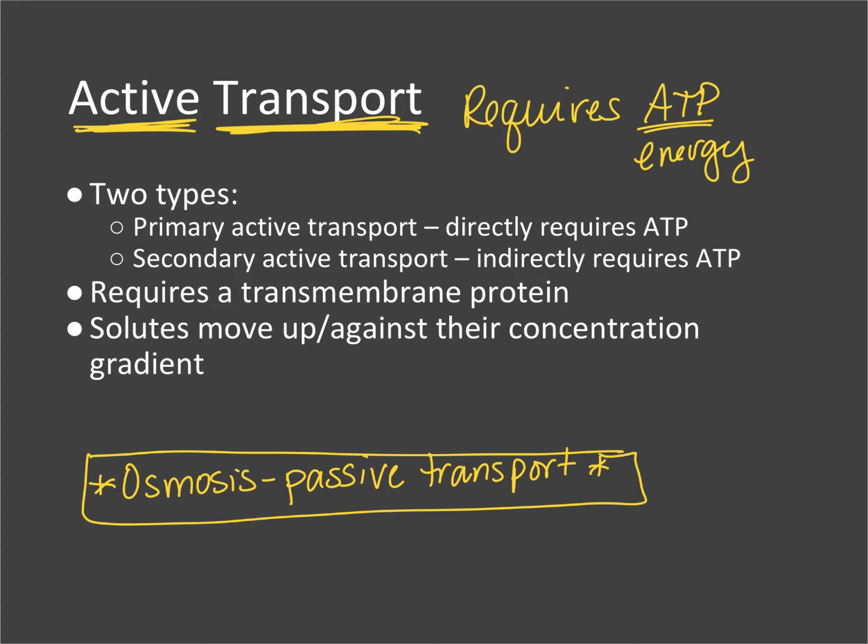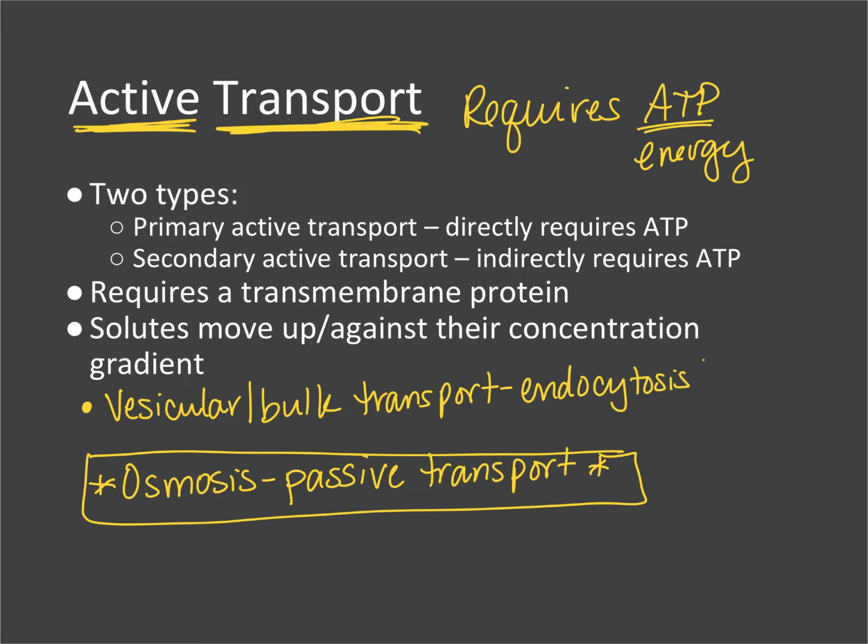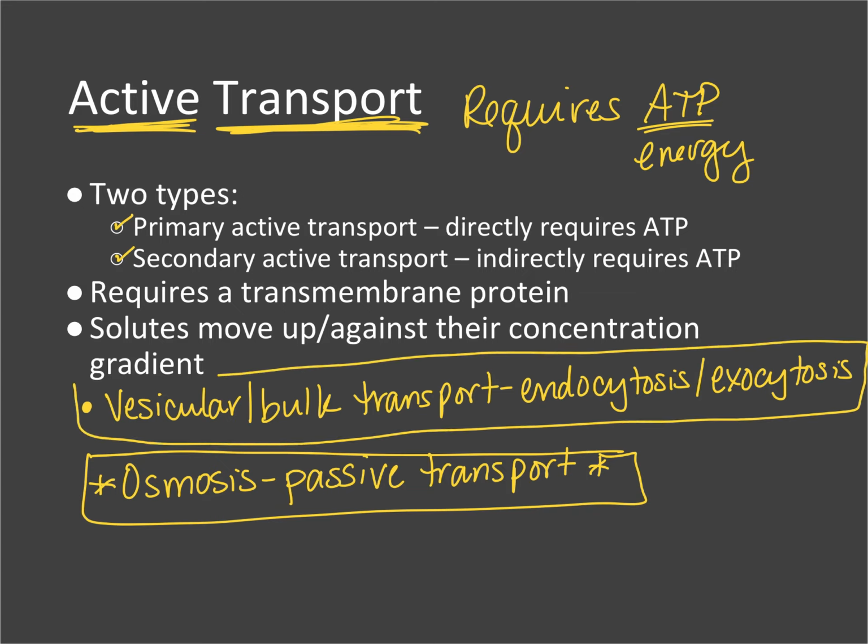Now we're going to look at the two main types, and then we'll also talk about another type that we call vesicular or bulk transport, which includes endocytosis and exocytosis. But it also is its own process or mechanism. So we look at active transport, primarily looking at these two types first, and then we'll talk about how vesicular transport is its own thing, just like osmosis is.